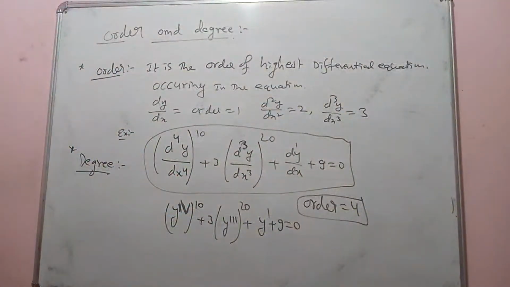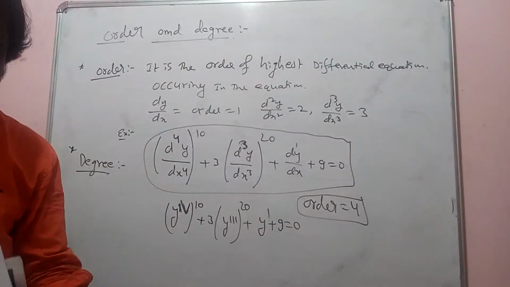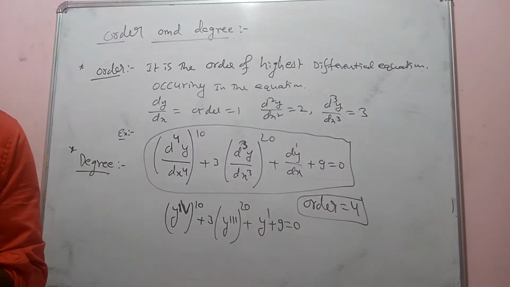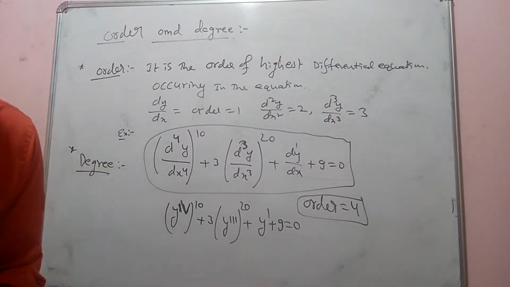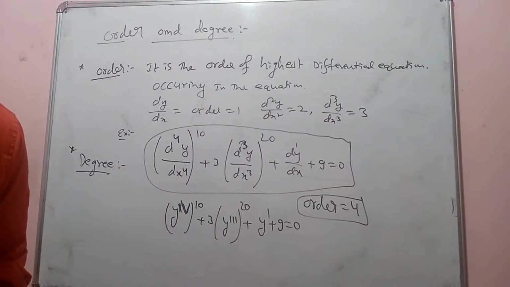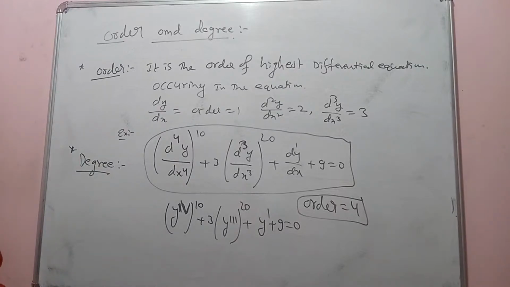Did you understand what is order? The order is 4. Dear students, let me know: did you understand what is order here?